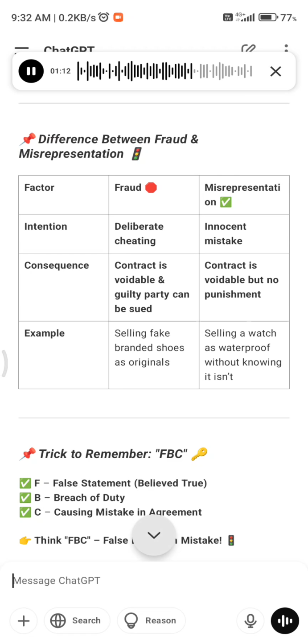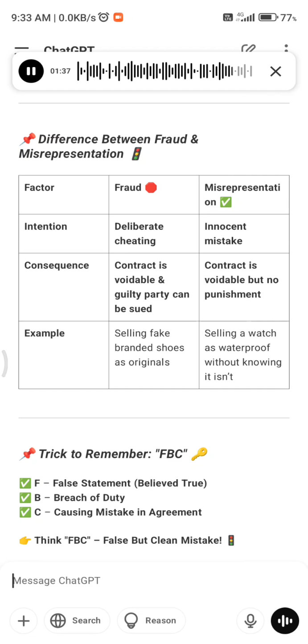Difference between fraud and misrepresentation. Fraud: intention, deliberate cheating. Misrepresentation: innocent mistake. Fraud: contract is voidable and guilty party can be sued. Misrepresentation: contract is voidable but no punishment. Example, selling fake branded shoes as originals. Selling a watch as waterproof without knowing it isn't.